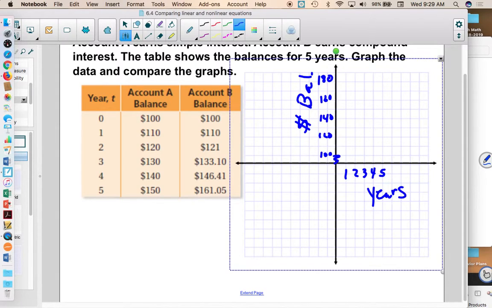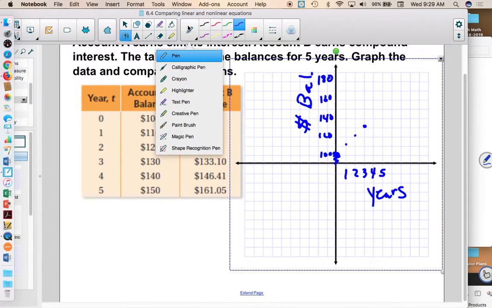Okay, so it wants us to graph it. At 0, I had 100 to start with. Okay, after 1 year I have 110. The second year I had 120. Third year I've got 130. Can I graph that now? I've got plenty there, so I should be able to go ahead and draw my line.